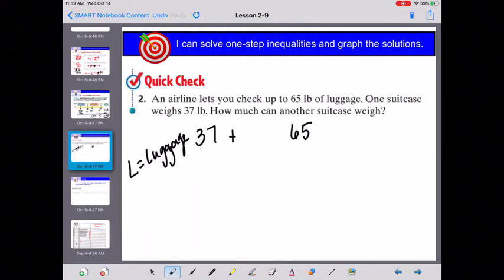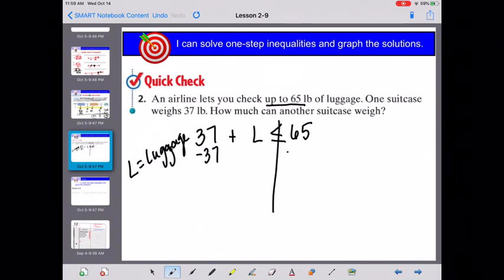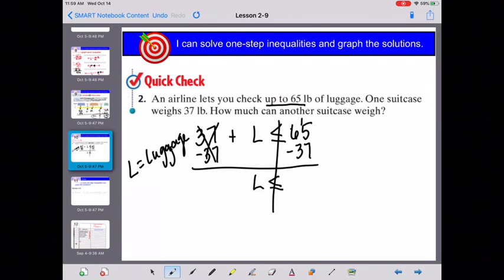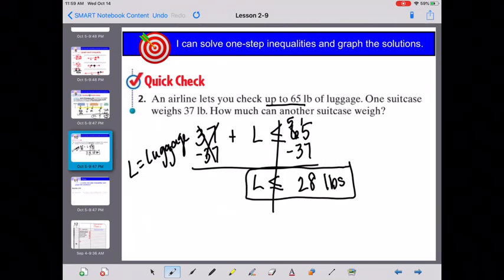So 37 pounds is the first suitcase, plus the weight of the second must be less than or equal to 65, up to 65 includes 65 pounds. Then we're ready to solve. I'm going to subtract 37 from both sides. And then make sure you label. The remaining suitcase can be any weight up to or exactly 28 pounds to still meet the criteria of the airline to have less than or equal to 65 pounds of luggage.